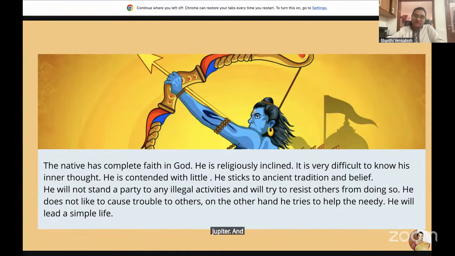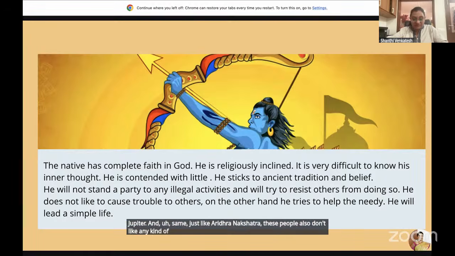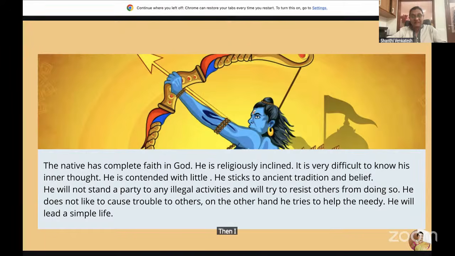And just like Aridra Nakshatra, these people also don't like any kind of restrictions. They need their space. They need the space to think, to explore, and they want to take their own decisions. Then they're very adjustable. That is one thing about them. Very, very adjustable. And the deity for Punarvasu Nakshatra is Aditi.